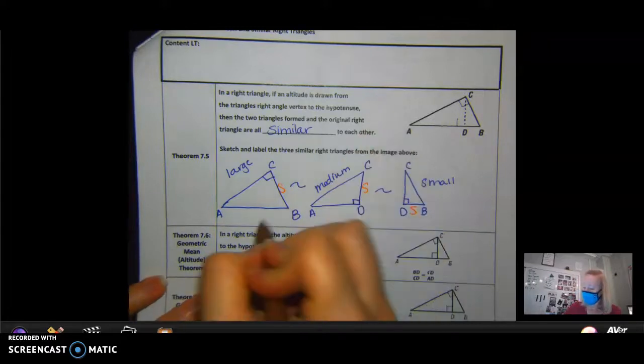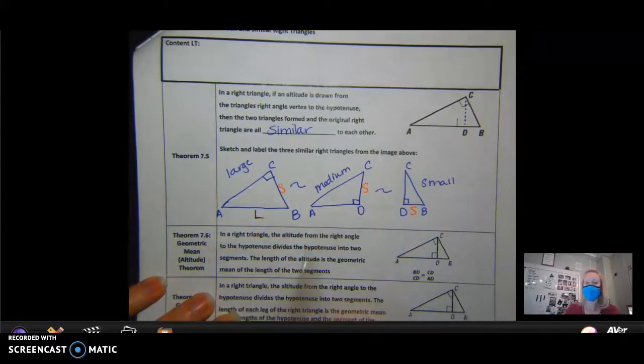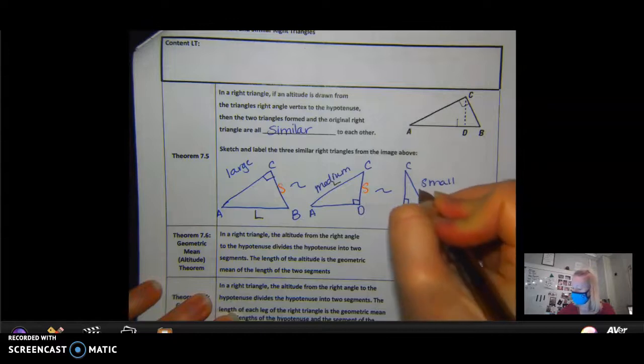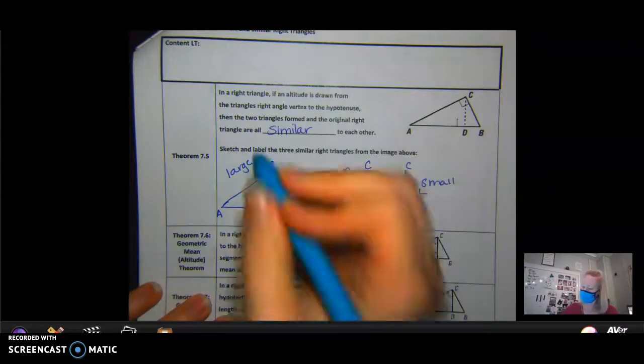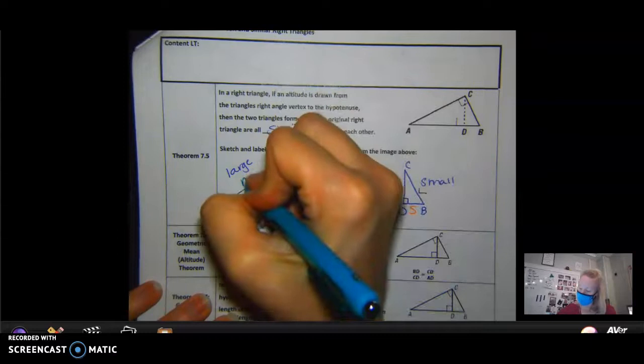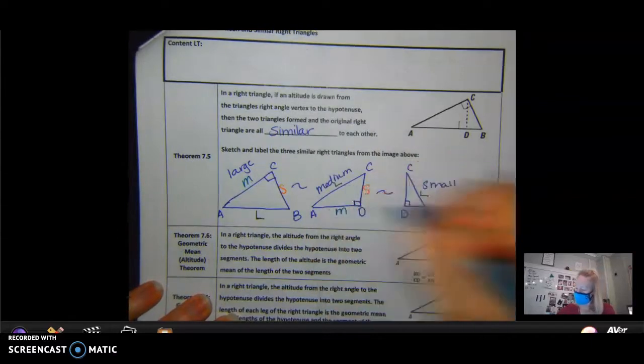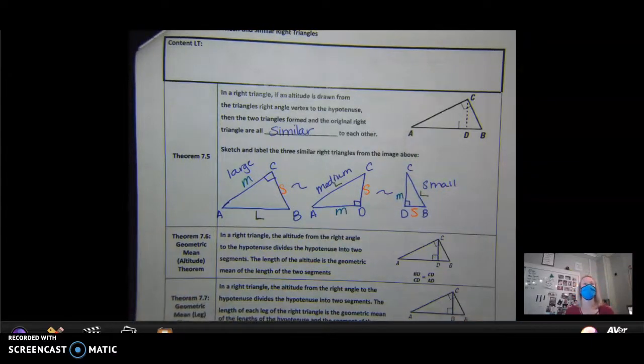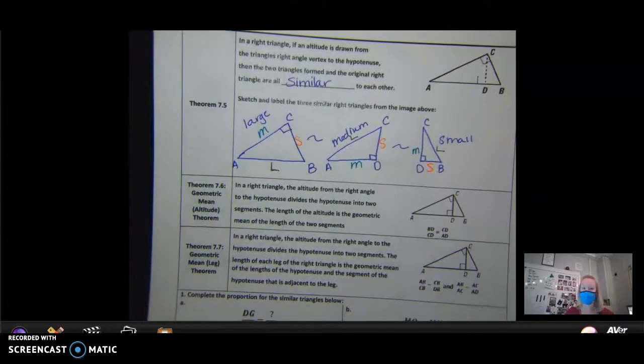A to B is my large side. What would it match up with on my medium triangle? AC. And what would it match up with on my small triangle? CB. Which leaves my medium side similar to my medium side, similar to my medium side. So you would have to rotate them to make their sides match up.